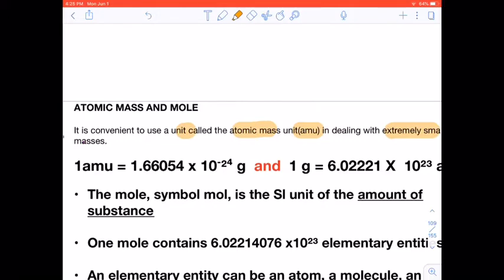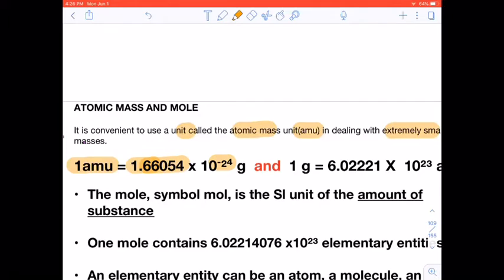But see, one atomic mass unit, what's its value? It's 1.66054 times 10 to the minus 24 grams. It's extremely small. So if something has a mass of one atomic mass unit, we don't want to say it's 1.66054 times 10 to the minus 24 grams, because we're dealing with such small values. We then just have an appropriate unit for it, and we call it atomic mass unit.